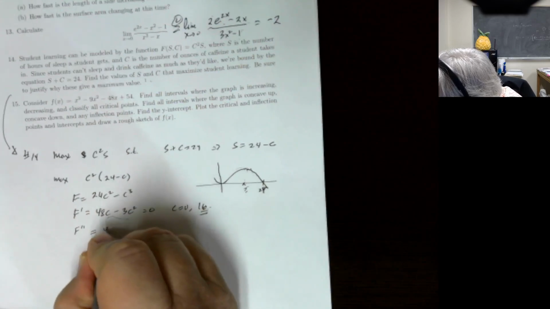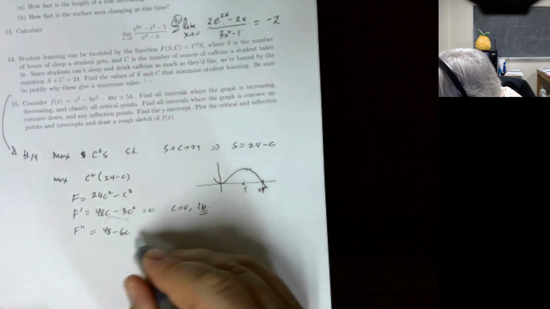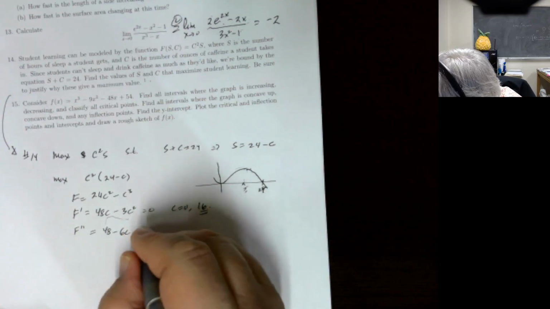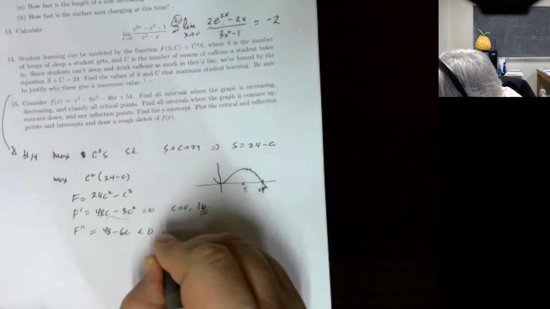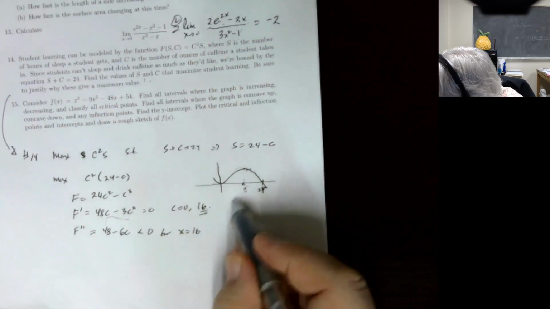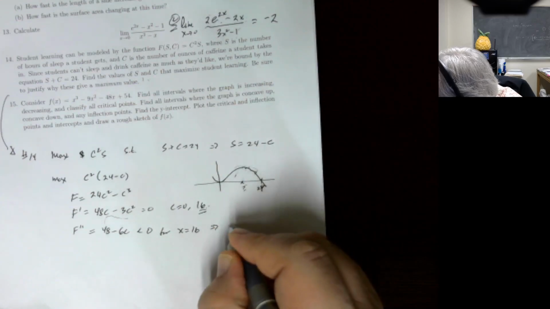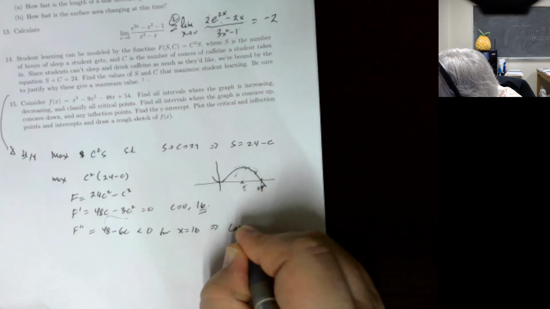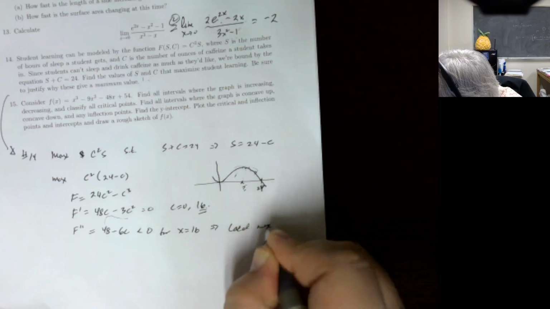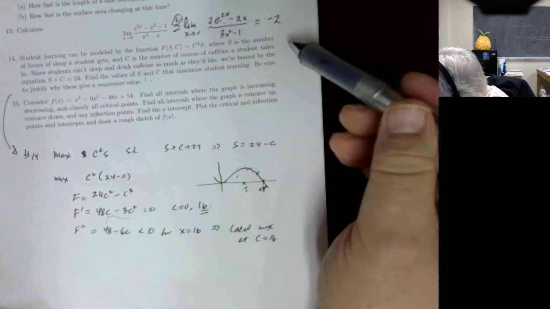That's going to be 48 minus 6c. If you plug in 16, we end up seeing that that's going to be negative. That means you're concave down, so it's like this picture. Therefore we have a local max at c equals 16. Okay.